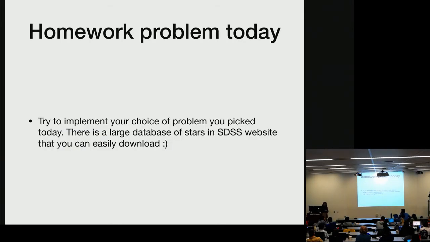So this is a homework problem. This is the end of the lecture. Try to implement the problem you picked today. There's a large database of stars on the Sloan website that you can easily download. For the planetary ones, I don't know if it's easy to download the Kepler light curves. I know they exist, but I have not downloaded them myself, so I cannot tell you exactly how easy it is. Does anyone know about the Kepler light curves? How easy are they to download? Yes. I think they're not too bad, because the NOS team at NASA have spent a lot of work archiving and making them available with an API.